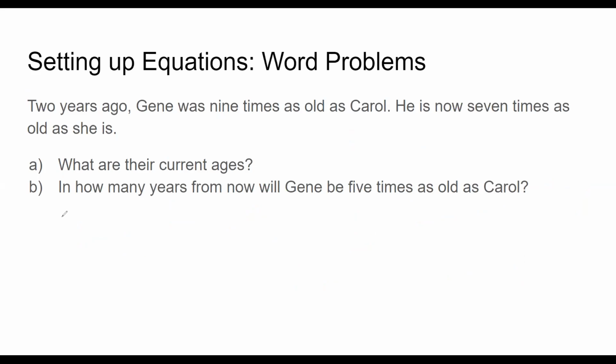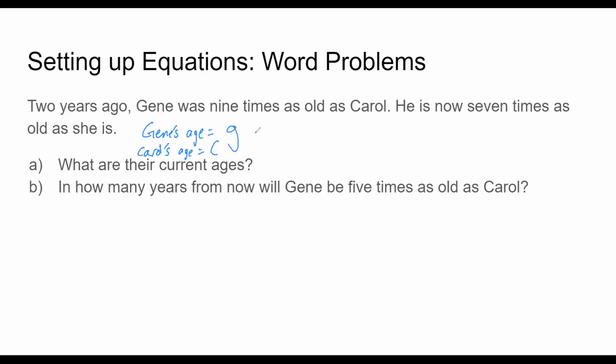So the first thing we want to do is define some variables. Does anyone have any ideas of what variables we could define here? Jean's age. Okay, so let's get Jean's age. We can just call it G. And then we can follow suit with Carol and call Carol's age C.